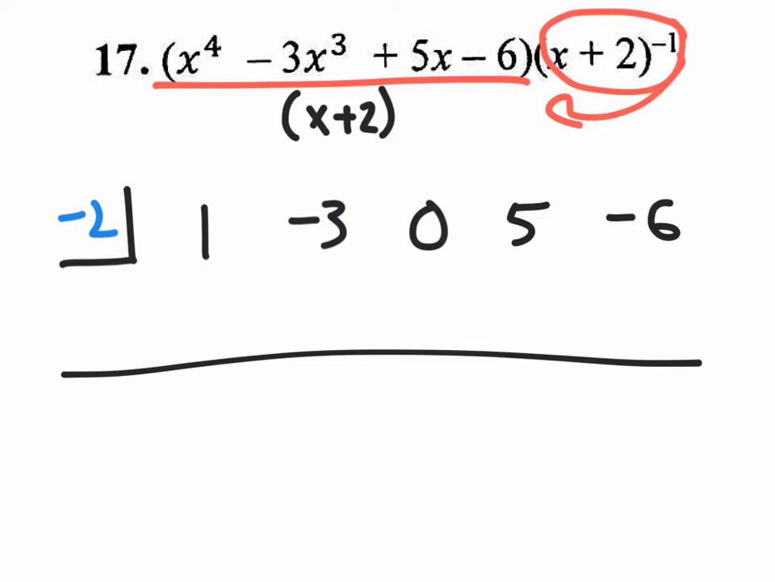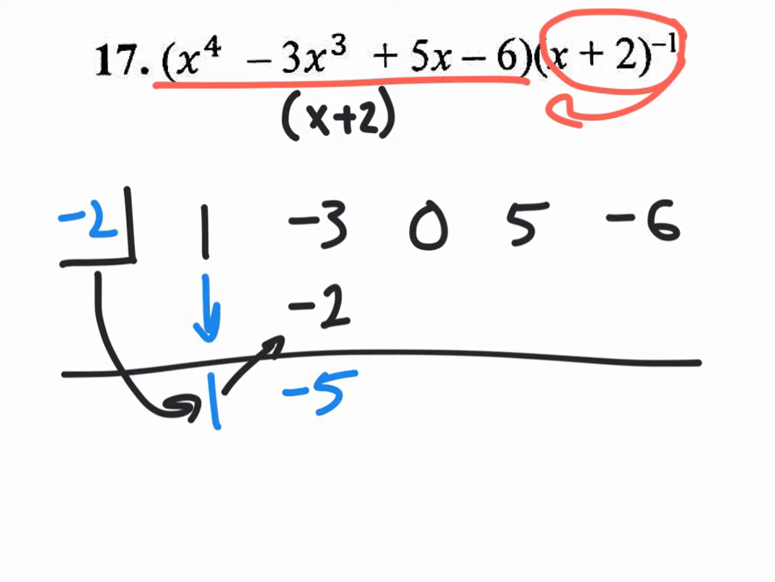So as we come down, you just combine 1 plus 0 is 1. And you're going to go negative 2 times 1. And what do we get? Negative 2. Correct? You write it up there. And as you come down, you combine. So negative 3 combined with negative 2, what do we get? Negative 5. Okay? And then negative 2 times negative 5, what do we get? Positive 10.